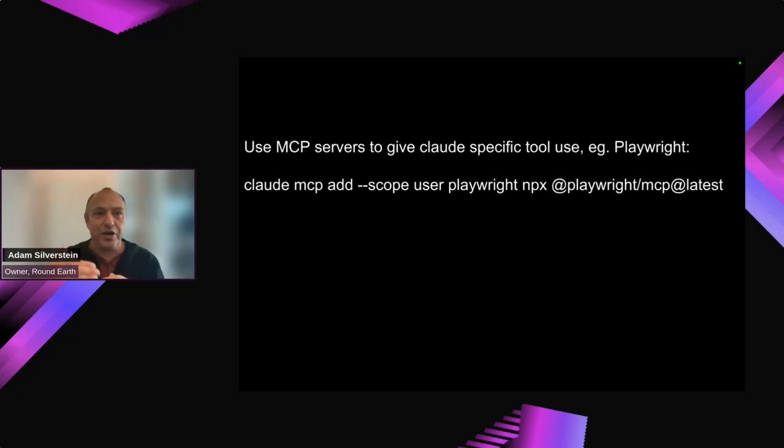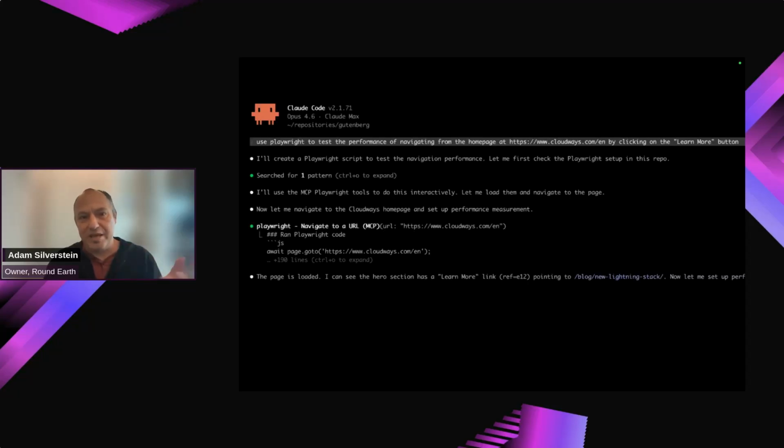You need to actually go through the interaction. So this is where Playwright can come in really helpful. Once you have this tool installed, you can type a command in here like I typed in: use Playwright to test the performance of navigating from the home page by clicking on the Learn More button. And once I've told the AI to do this, it will actually create a scenario in Playwright.